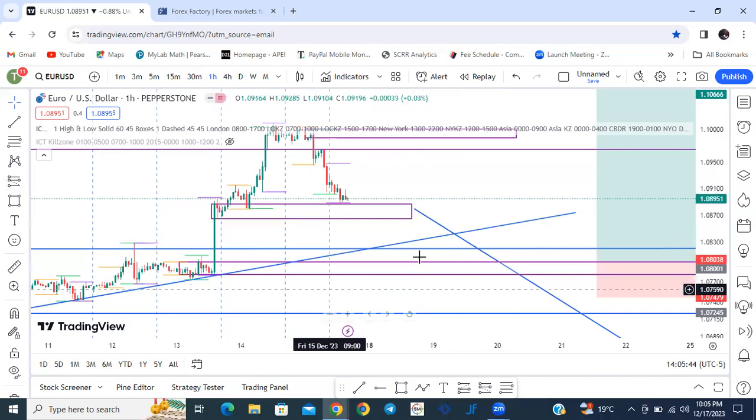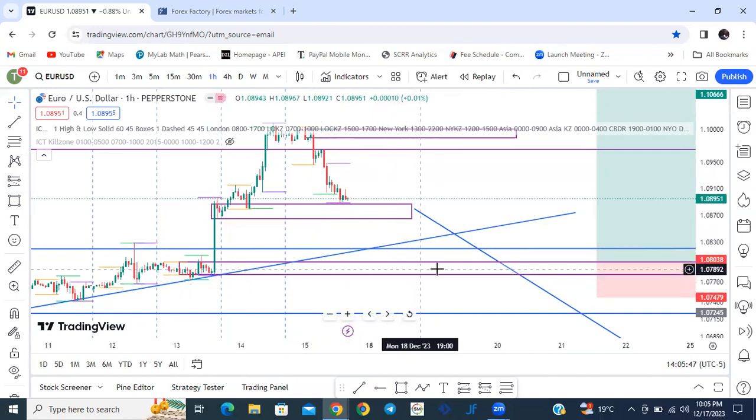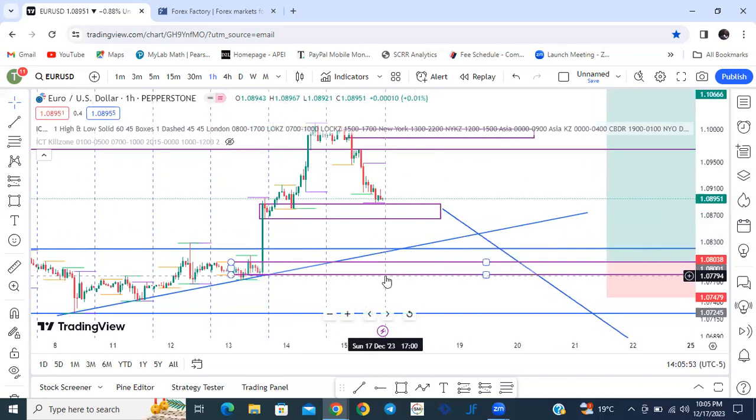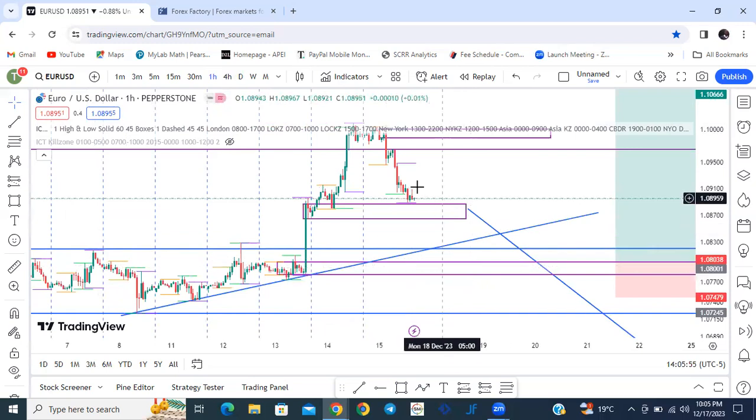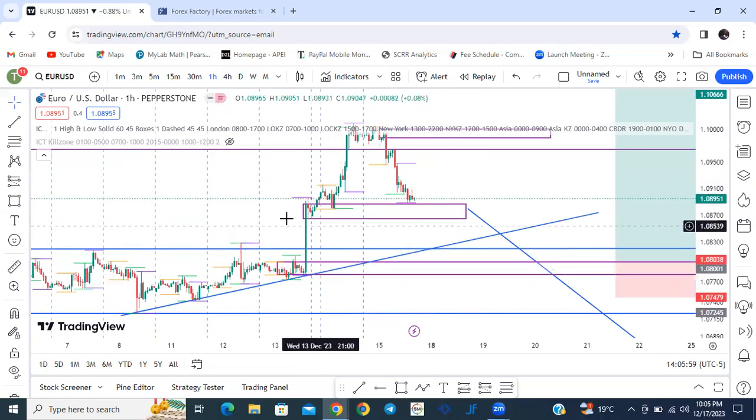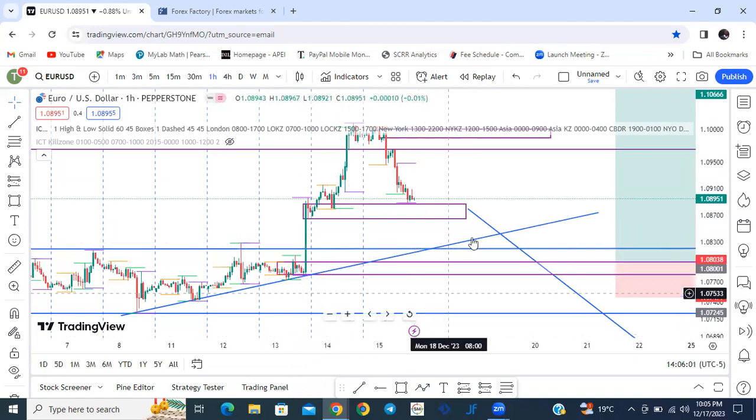Okay, so I really want the price to come all the way to these levels for me to start thinking of taking buy entries. I want to see the price push down again to these levels in order to cover these imbalances as well, and then we push up.